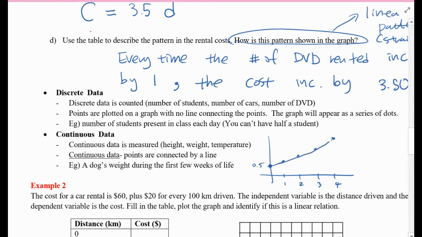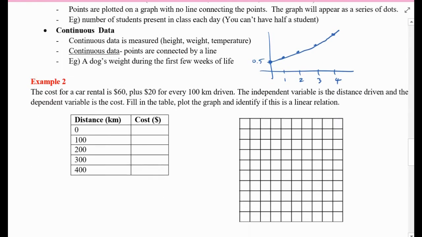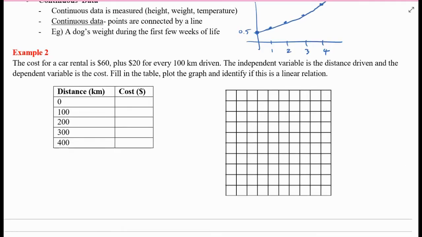You can connect the points. You can join the points because if it is like half a day, the weight is still increasing, right? If it is like 1.5 days, the weight is still increasing, and that will be somewhere in between those 2 points. Is that right? So that's called continuous data, and you join the points. Make sense, everyone? Next, example 2.